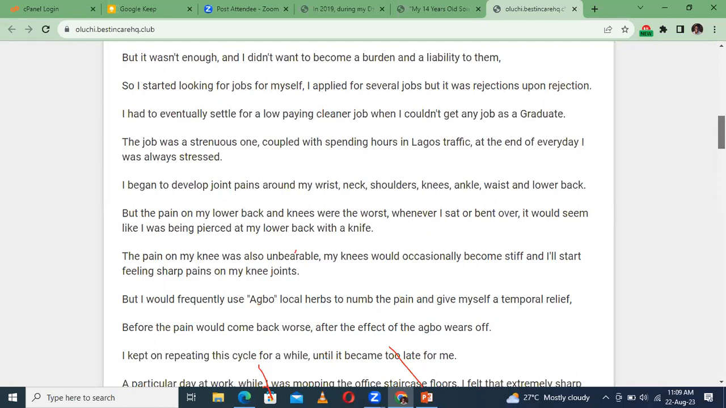The job was a strenuous one, coupled with spending hours in traffic. At the end of every day, I was always stressed. I began to develop joint pain around my wrists, neck, shoulder, knees, ankles, waist, and lower back.